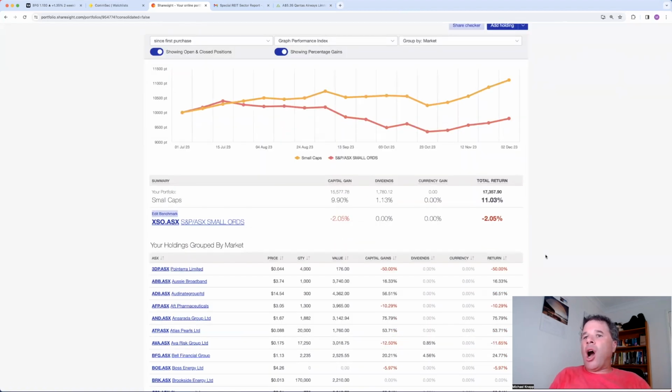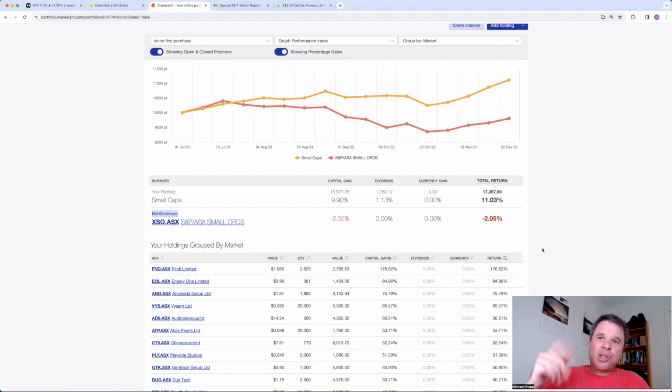Now, to show you what I mean, the whole strategy in regards to this fund is by looking at the best performing companies, which significantly outperform the best performing companies in my quality portfolio. For instance, Findi, which is a really small cap, probably a market cap of maybe $40 million right now, has a return of 176.62%. The share price of that company is really volatile right now. Then we have Energy One, up 84.96%. Now, a little bit unfair.